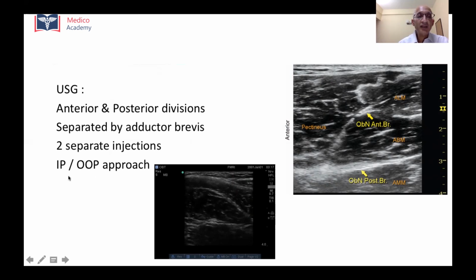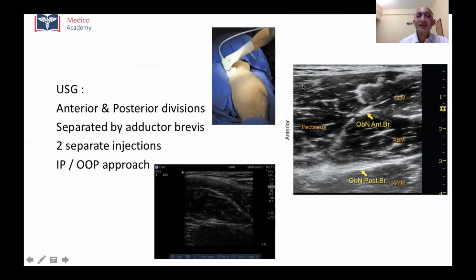It can be an in-plane or out-of-plane approach. So it can be either two separate injections, or with the same needle insertion we can target the deeper, that is the posterior division, first, and on the way up, once the needle enters this fascial plane, then this can be taken care of as well. That is the probe position.